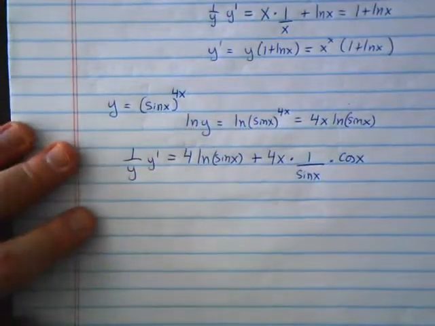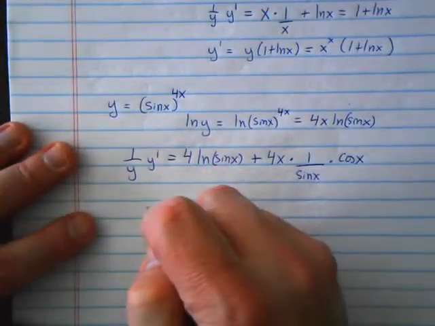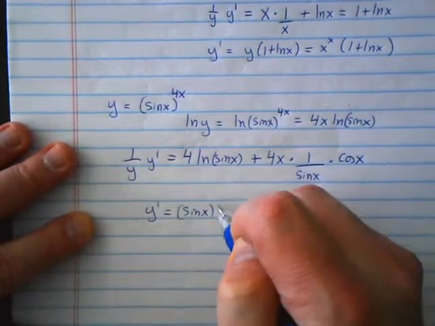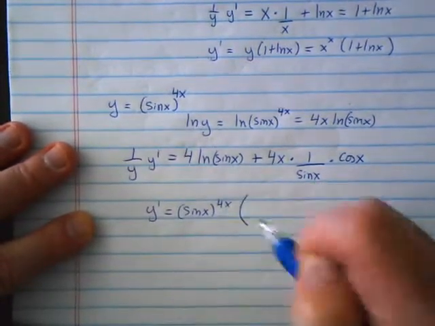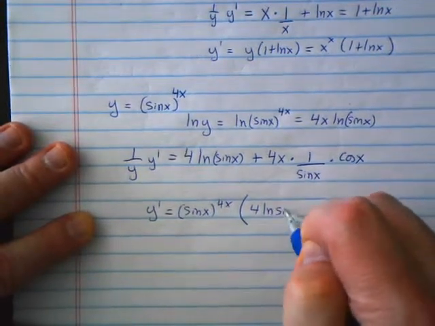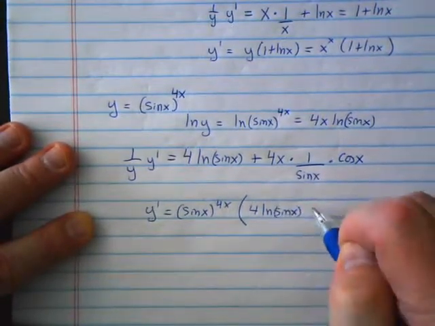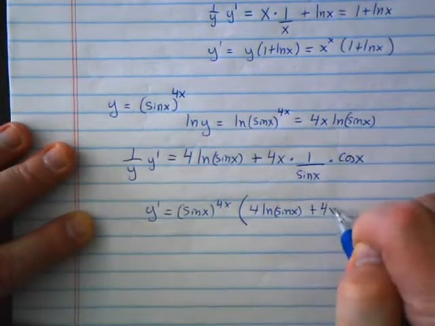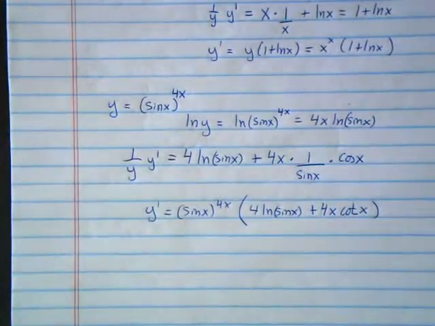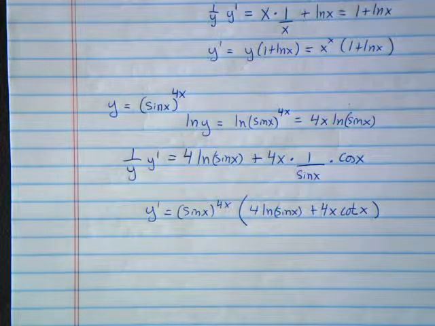Alright, so final answer. I would multiply by y, and I would write y prime is sine x to the 4x times 4 ln sine x plus 4x, and I'm going to write that as cotangent x. Cosine over sine is cotangent.